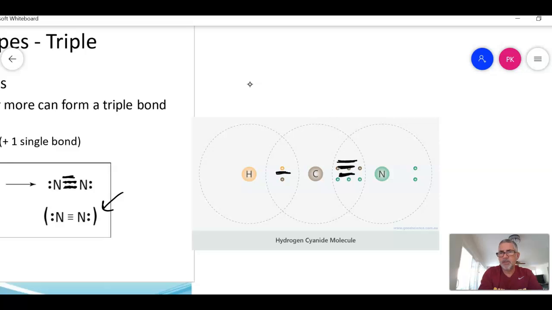So this nitrogen now has 2, 4, 6, 8. This carbon has 2, 4, 6, 8. And the hydrogen just has 2. So it'll reach octet that way too. All right.